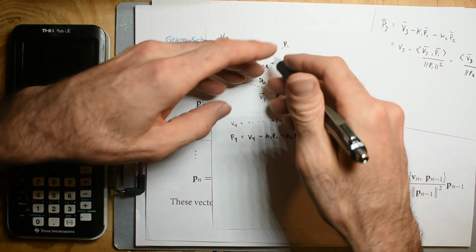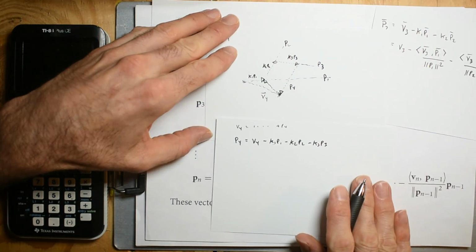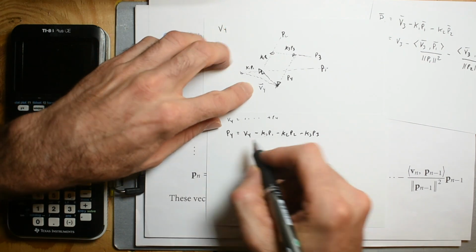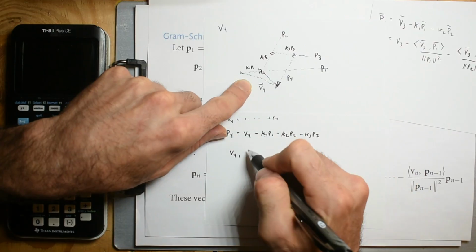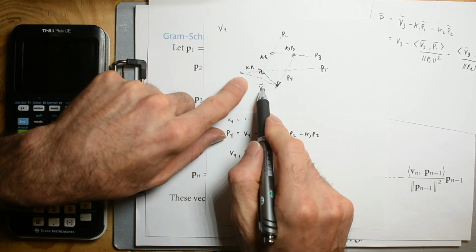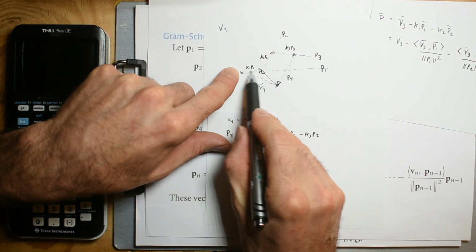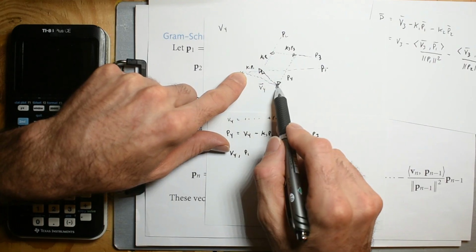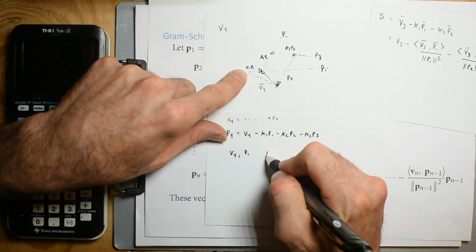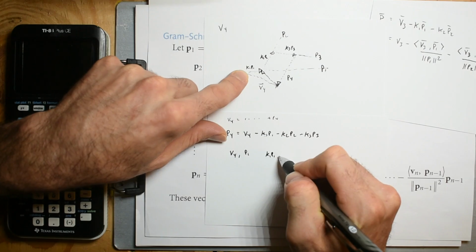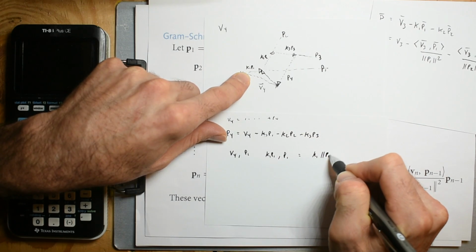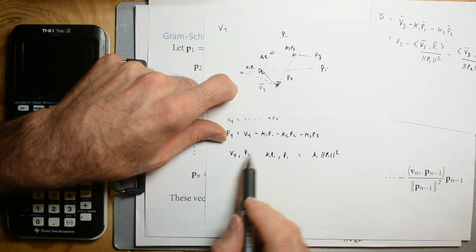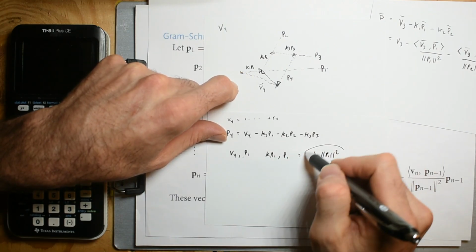And so if you have four directions, when you take your inner product of V4 and P1, V4 is going to be all these terms to get to V4, but only the K1, P1 term is going to be an inner product with P1, and you're just left with K1, P1 squared. So that's going to be the K1 term every time.